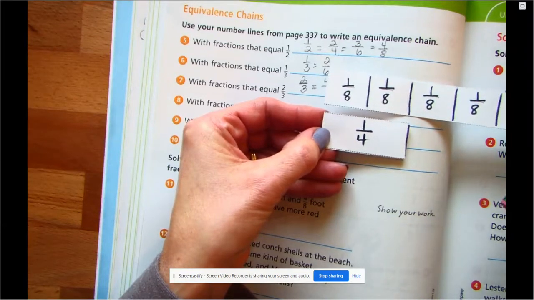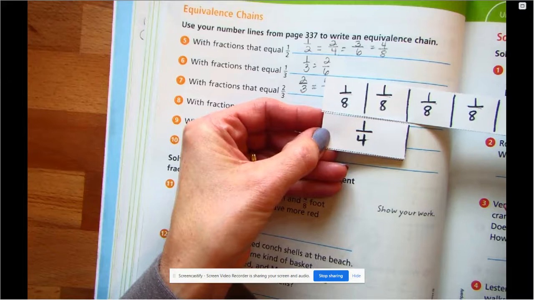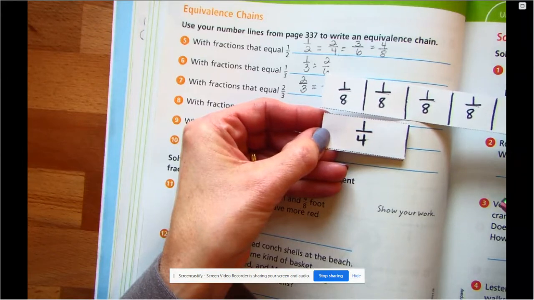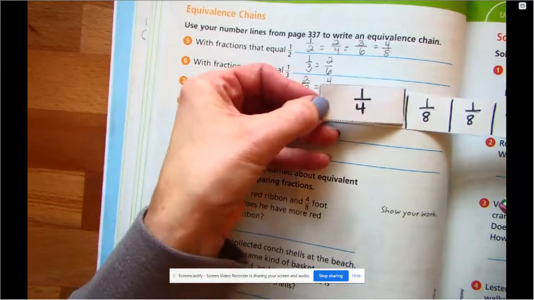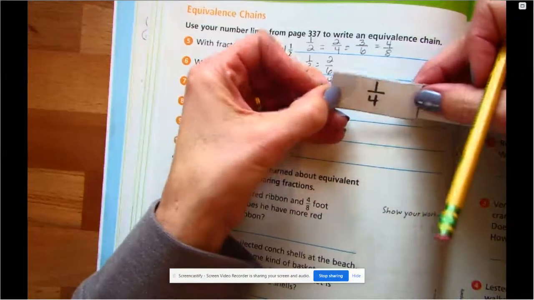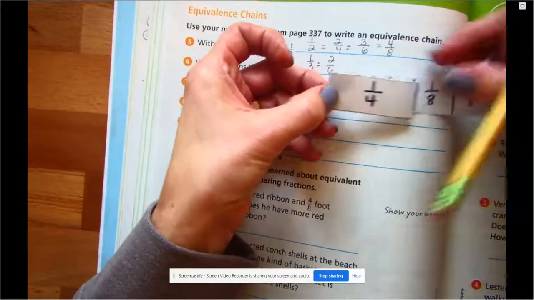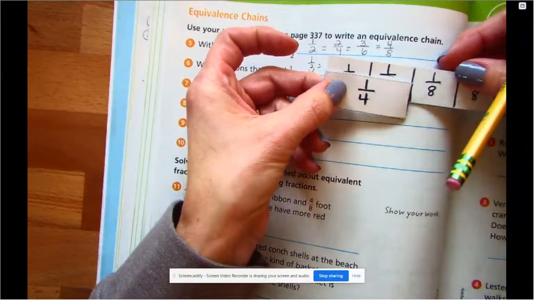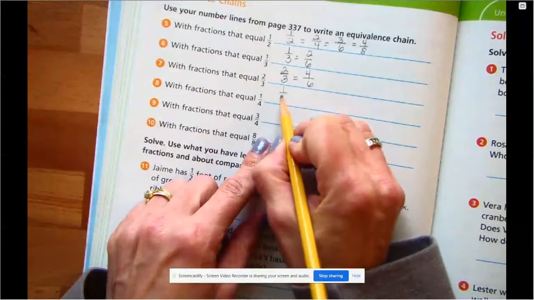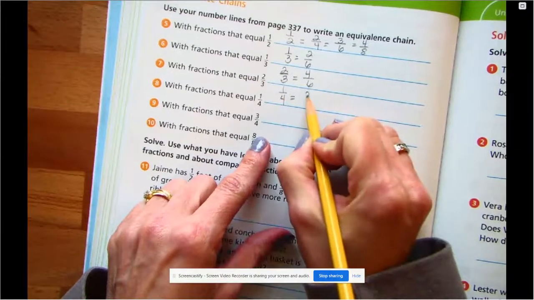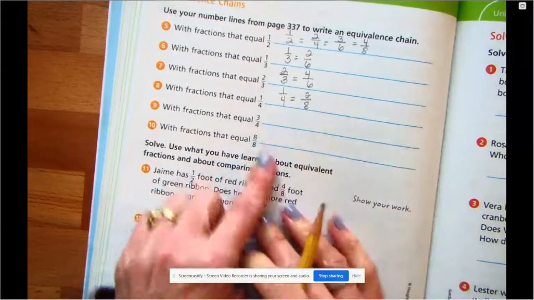Oh, look at that. 1/4 is the same as 2/8. Right? You can see that right there. If I were to put this right on top, it would take up the same amount on that number line or on this fraction strip. So 1/4 is the same or equal to 2/8.